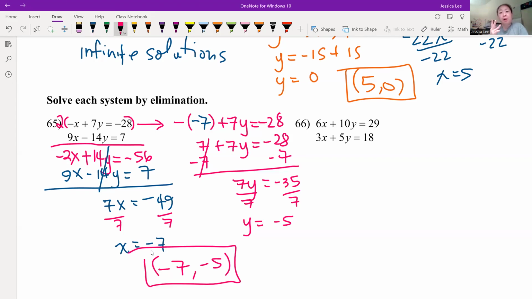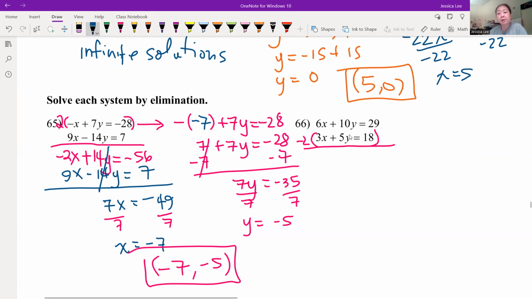So again, there are 3 more problems like this. Let's try it out. Looks like I would multiply, let's get rid of the x's, because I could multiply by 2 for that one, right? So instead of just 2, I'm going to multiply by negative 2 so that I can get this 3x to be a negative 6x. Okay.